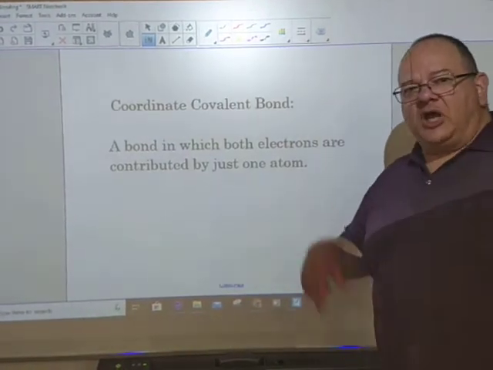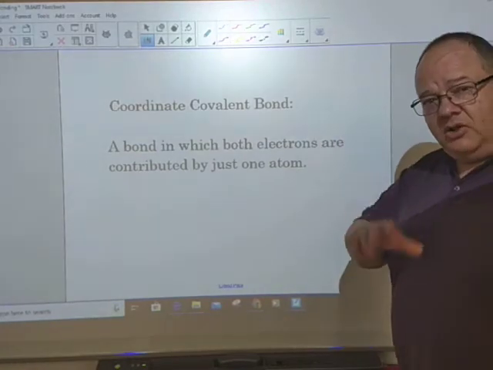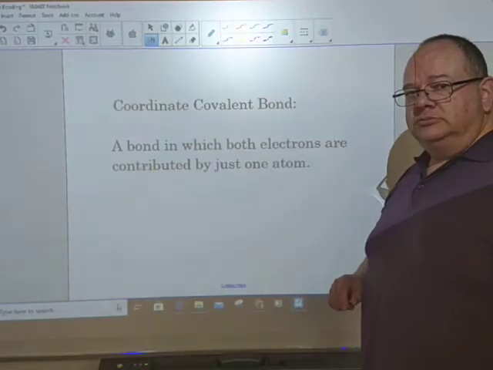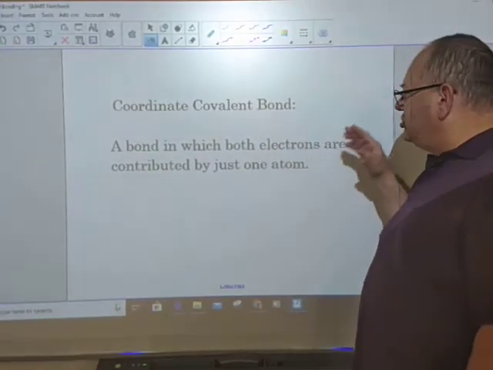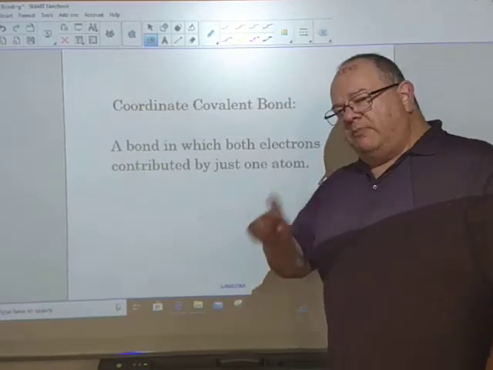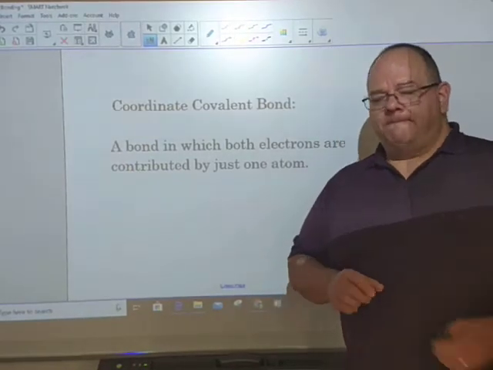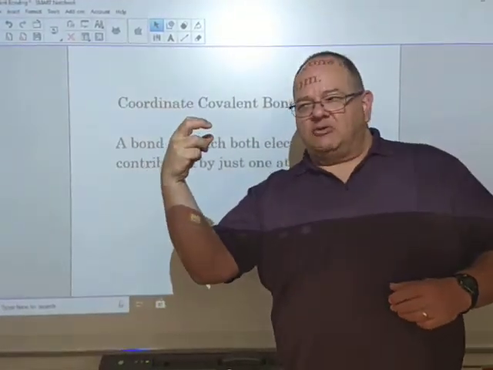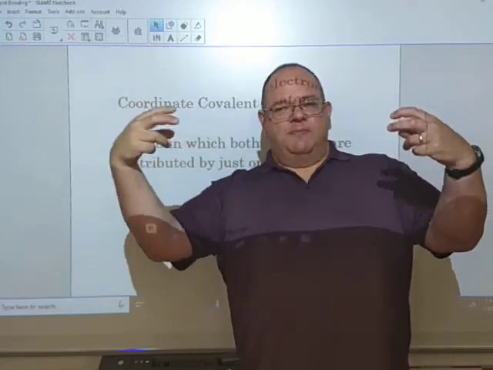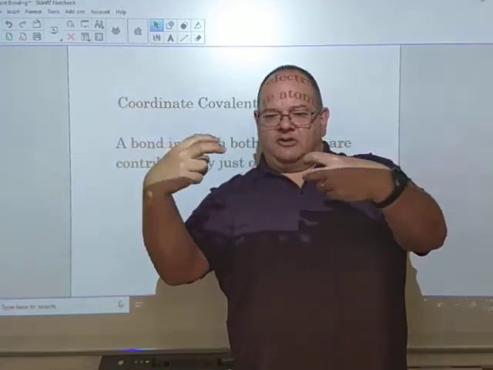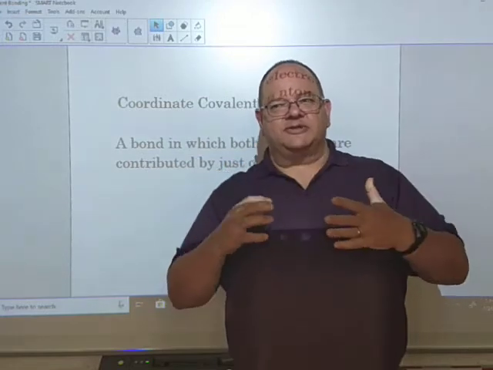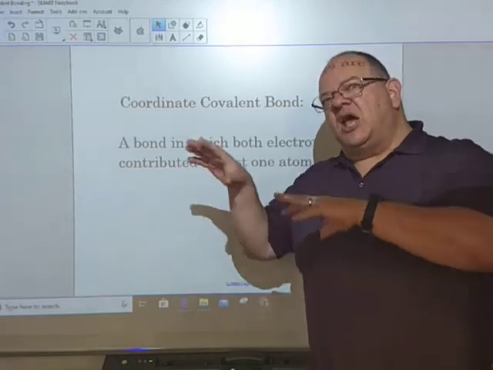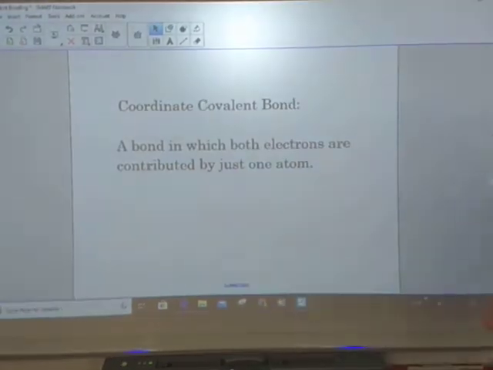Okay, so I had a couple other vocabulary terms. We are getting close to being through this. A coordinate covalent bond. This is a bond in which both electrons are contributed by just 1 atom. Remember, the norm that we've talked about is, this atom's got an electron, and this atom's got an electron, and they both see the other electron, and they both want the other electron, and they come together and they share that pair of electrons. This is more like somebody's kind of leeching on for a free ride.